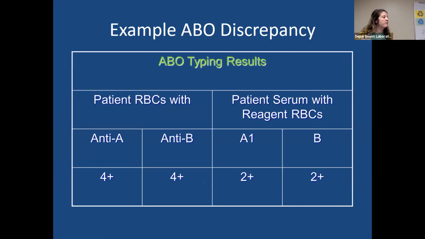All right, here's one. Our forward typing is 4+ with anti-A, 4+ with anti-B, but in our reverse typing, we have a 2+ reaction with the A1 cells and the B cells. What do you guys think about this one? Rouleau, yes. So what would you do? What test could we do in the blood bank? Saline replacement. So we could take these 2 tubes, spin them down, remove the patient plasma.